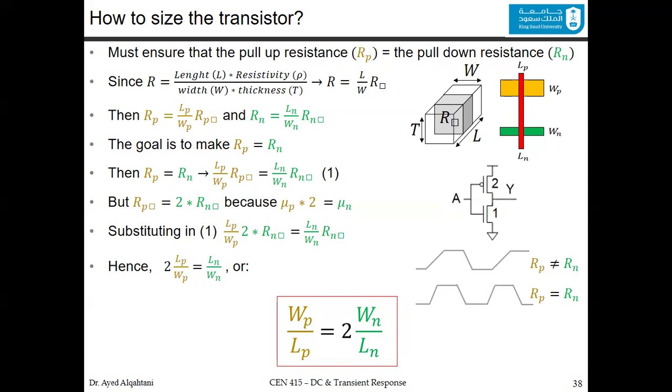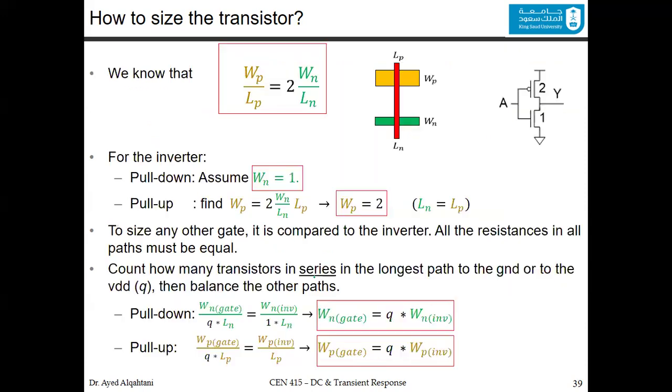And this is a key result. So we repeat it again here. And we know in the inverter, we said that it's 2 to 1, for the simple inverter. Now we will calculate the 1 and 2 using this mathematical equation.